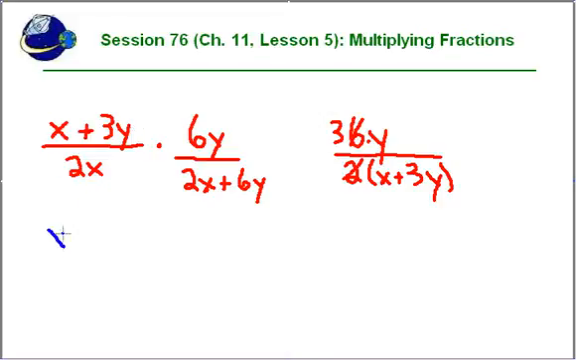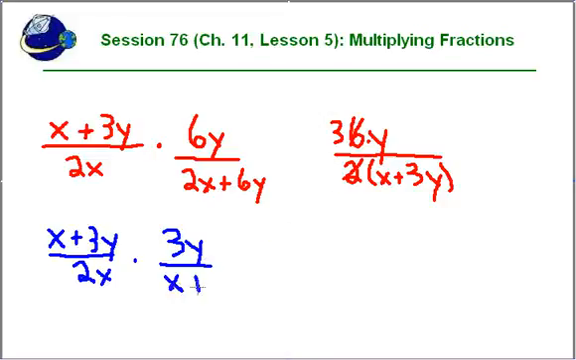So I'm going to change colors here, and what we're going to do is rewrite. This x plus 3y has had nothing done to it. We have not canceled anything. So I'm simply going to rewrite it. Then our second fraction, 6y over 2x plus 6y, has now been canceled and rewritten as 3y over x plus 3y. At this point, we can see that we have an x plus 3y in both our numerator and our denominator. We can now cancel those out.